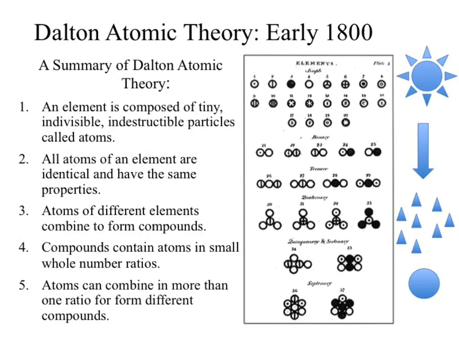Okay? He then also went through and said that those pieces combine in whole number ratios. Okay? Which also seems like an odd statement, but it's actually a pretty big one. Remember, we can't see atoms. So let's scale an atom up to something a little more reasonable to deal with. Let's say a bicycle tire.